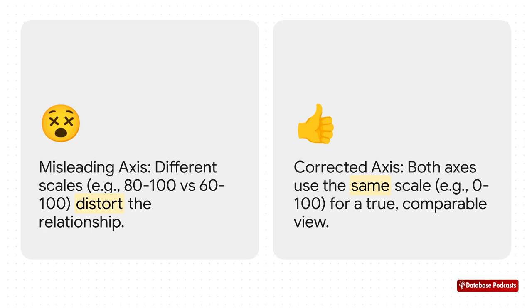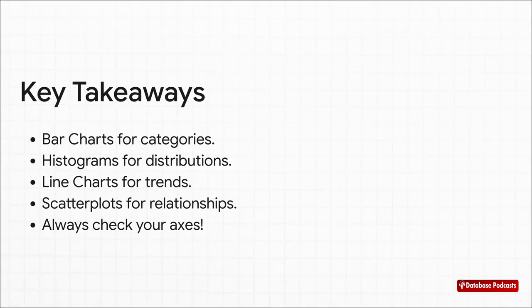So what's the fix? Simple. You take control. You set both axes to the same honest-to-goodness scale. For test scores, that's 0 to 100. And bam, suddenly the real story pops right out. So let's nail this down.